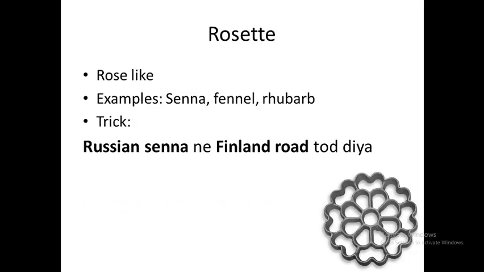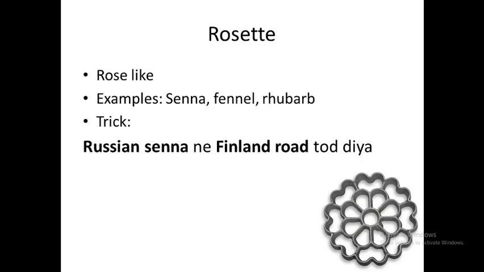Next, the rosette-shaped calcium oxalate crystal. As the name suggests, rosette means the arrangement of the crystal is like a rose flower. Examples are senna, fennel, rhubarb, and also umbelliferous fruits like fennel. So other umbelliferous plants also show these rosette-type calcium oxalate crystals.